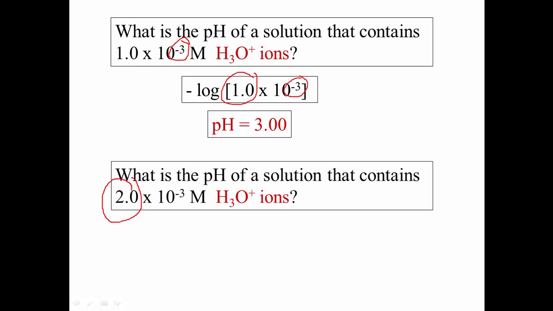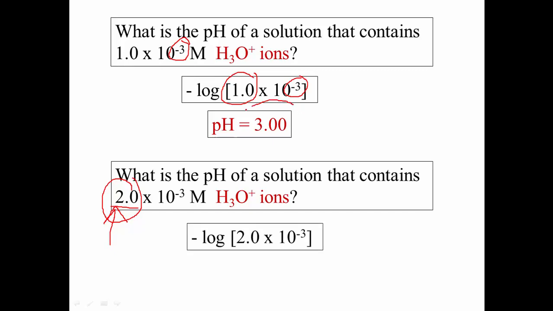So before we punch it in, let's look. We have a greater ion concentration. We have more hydronium ion. And we said, since this is an inverse relationship, if this number becomes greater, our pH should become smaller. So if you take the negative log of 2 times 10 to the negative 3, you should expect to get a pH less than 3, and you will. You will get a pH of 2.7.